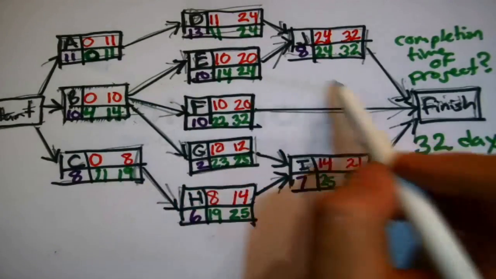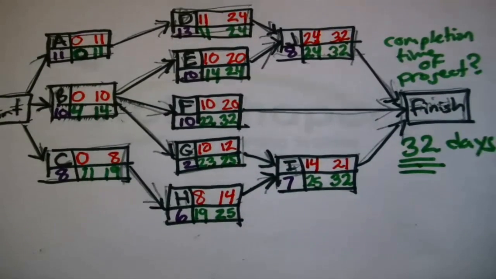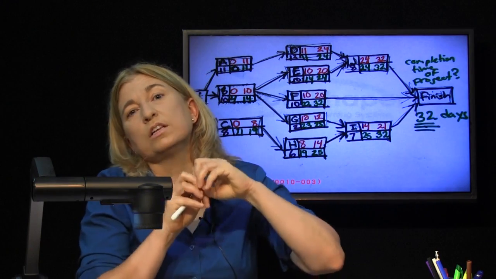14 minus 10 means that it's got to get started at the latest 4 days from now to not upset this promise of being done in 32 days. And that was the so-called late finish time rule. The late finish time of an activity is equal to the smallest of the late start times of all activities that immediately succeed it, or come after it.